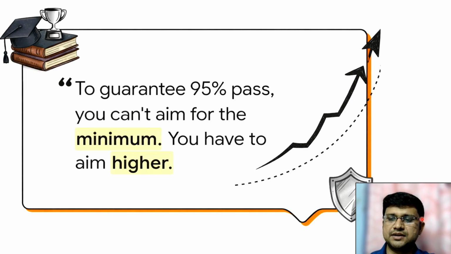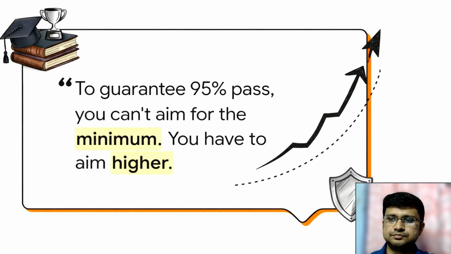So the idea is simple. If we want to guarantee a minimum performance, we must always aim higher than the minimum. And this is exactly the same concept used in concrete mix design. We do not design for the minimum strength. Instead, we design for a higher strength, a higher target strength, so that most concrete samples achieve at least the required strength.